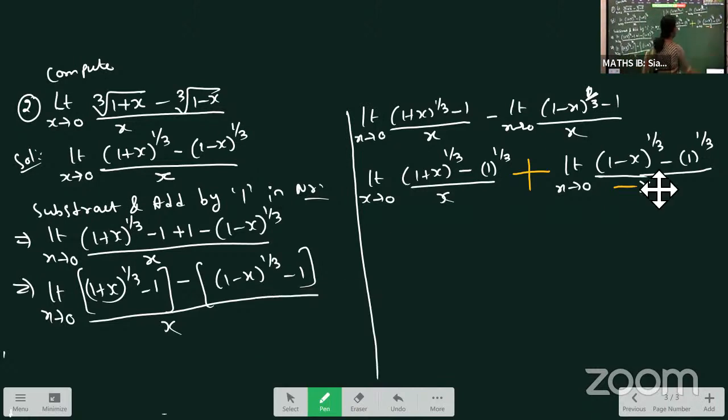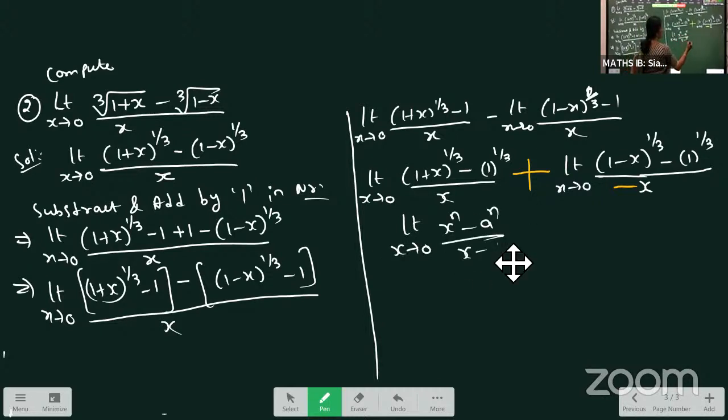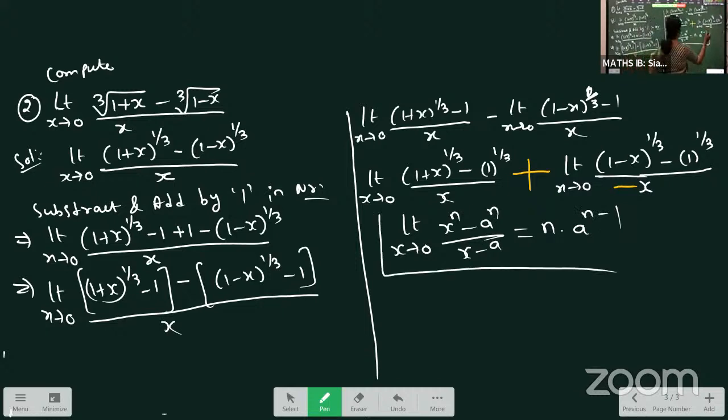We have one fundamental formula. First formula in limits: limit x tends to a of (x power n minus a power n) by (x minus a) is equal to n into a to the power n minus 1. This is the formula, n into a to the power n minus 1. So what is the shortage again?